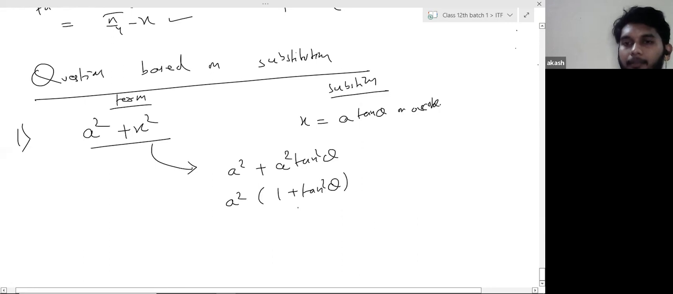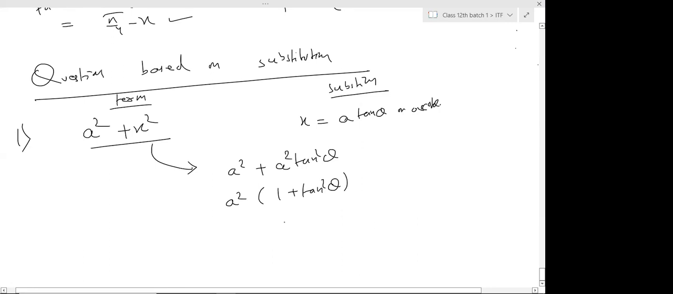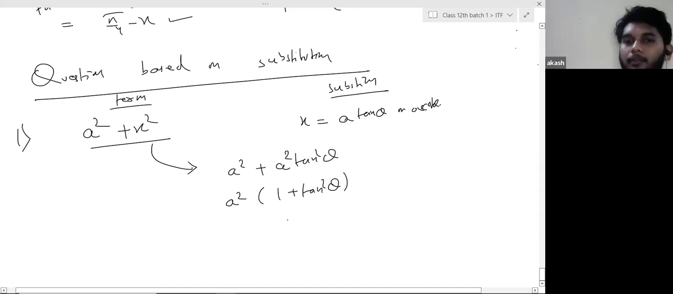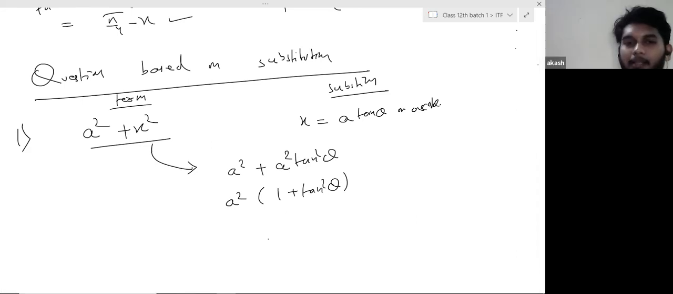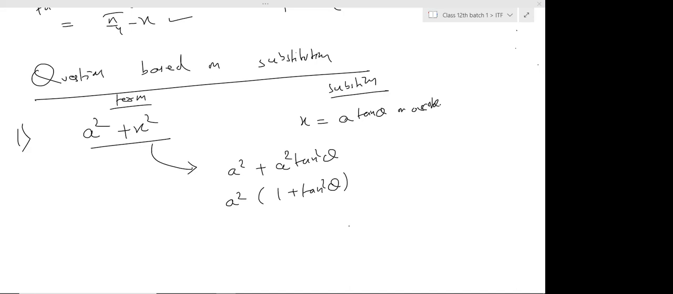what is 1 plus tan square theta? The tan 2 theta. Tan 2 theta. Are you sure? No, sir. What is 1 plus tan square theta? Class 10th trigonometry, 3 basic identities. Sin square theta plus cos square theta is equal to 1. Do you remember 2 more identities based on this? Sir, sin 2 theta. Not sin 2 theta.